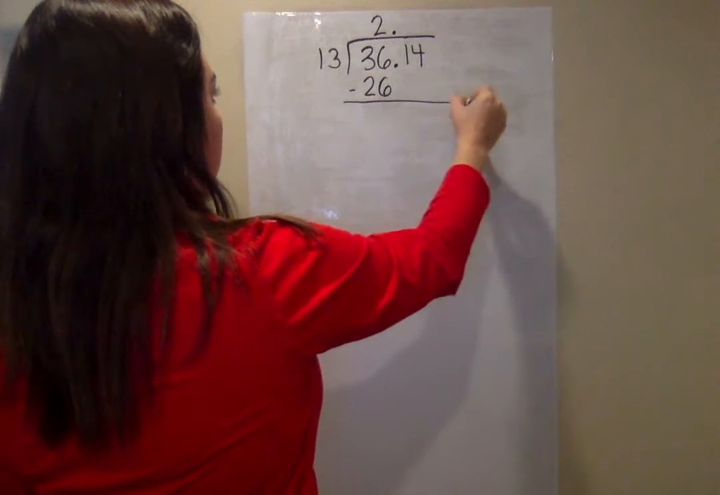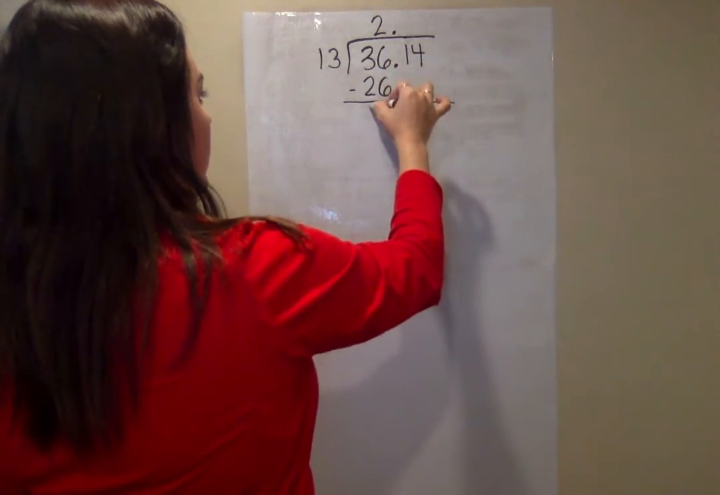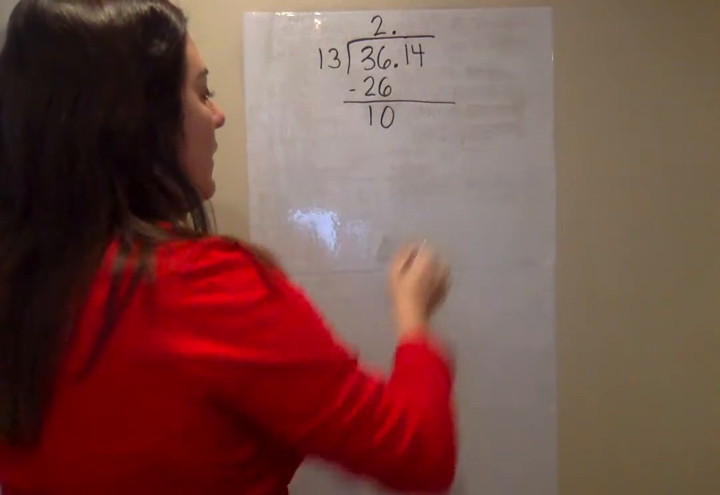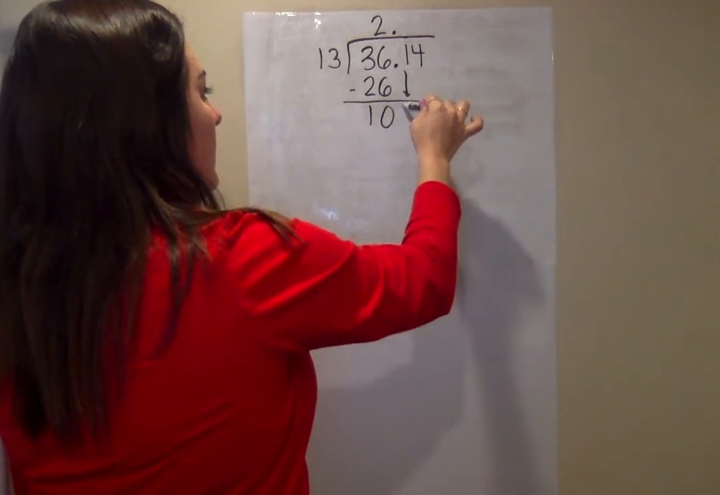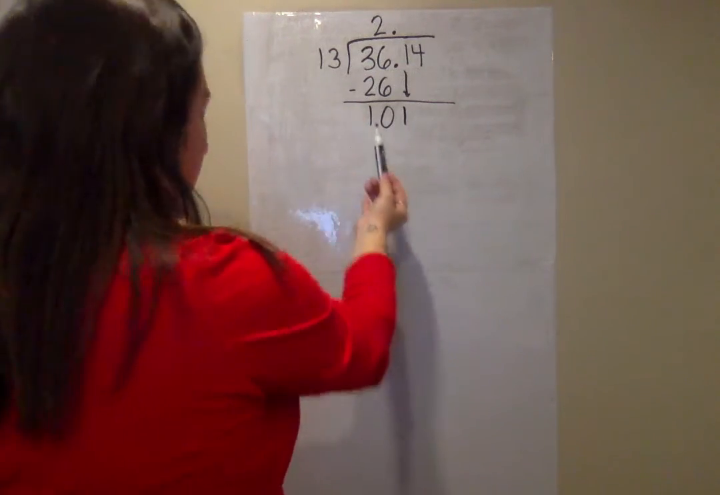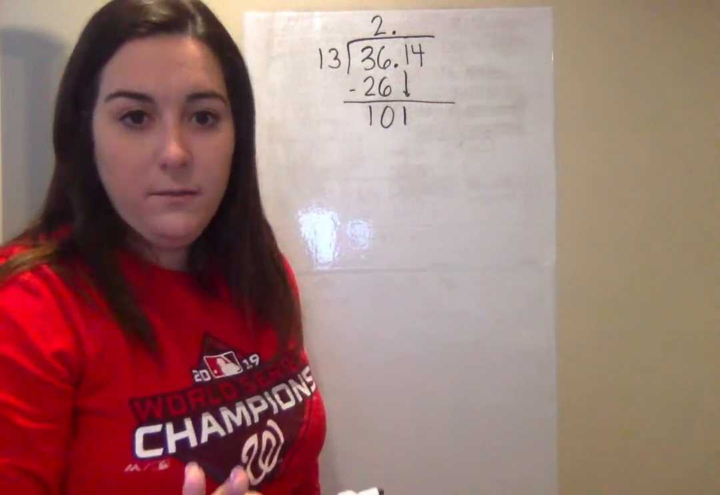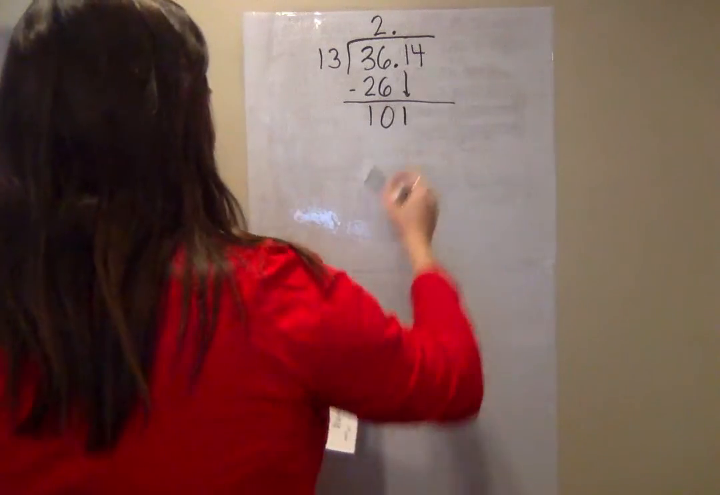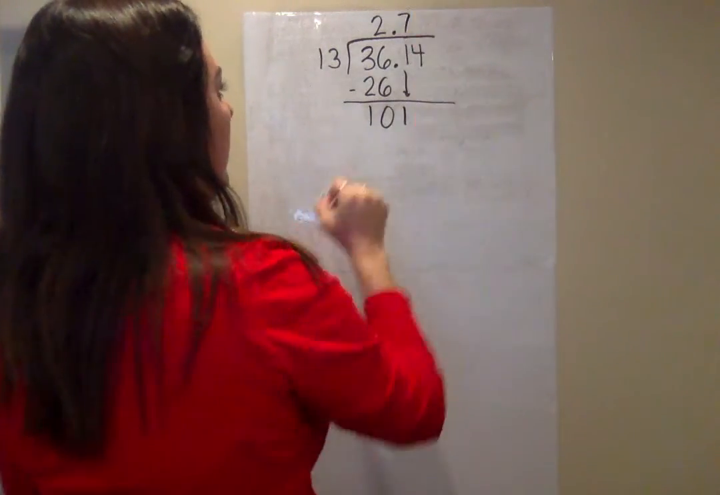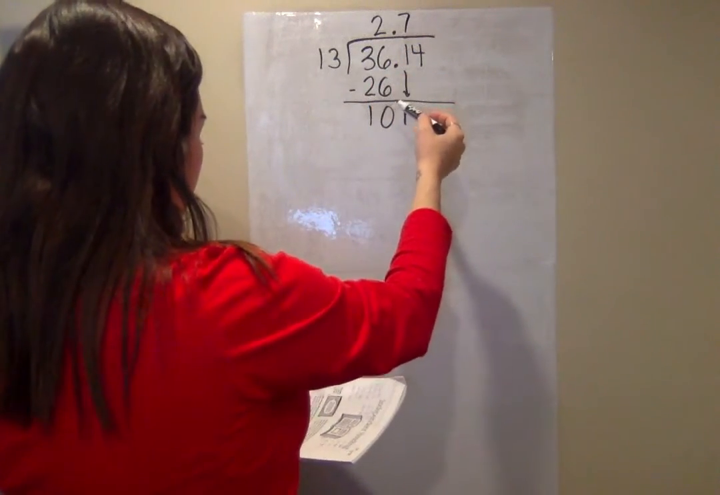I'm going to subtract. 6 minus 6 is 0. 3 minus 2 is 1. So I have 10. Now I have to bring down that 1. So now how many times does 13 go into 101? Again, stop and figure it out. 13 goes into 101 7 times. When I multiply 7 times 13, I get 91.